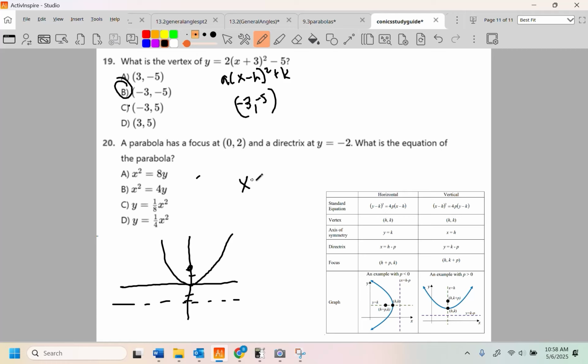It's going to be (x minus 0) squared equals 4p times (y minus 0), and this distance right here, p, is 2. So we get x squared equals 8y. That would be that one, or it would be this one.